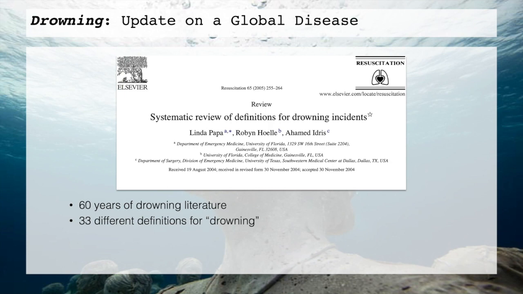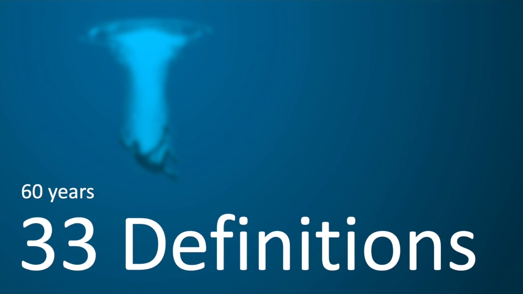So this is a slide from one of my old lectures, but having all that in mind, this is my new slide. And so by putting this up there, I'm able to tell you in 2005, Dr. Papa wrote a paper that found that over 60 years of drowning literature, there were 33 different definitions for drowning. There, I gave you the message, and I could tell you the citation, I can tell you the journal it's in, I can give you that information, but the audience is not getting lost trying to read it while you're trying to give them the message.